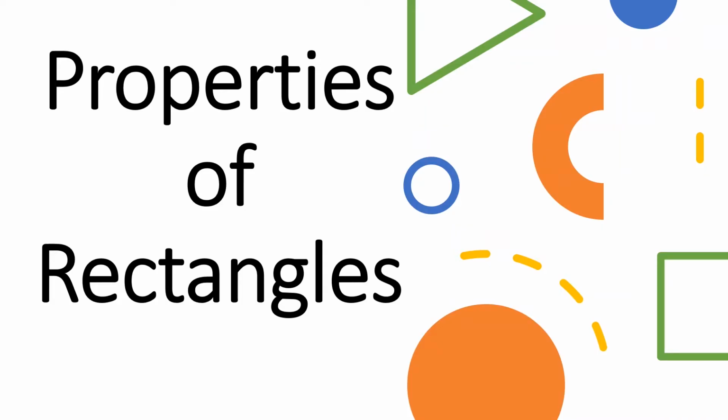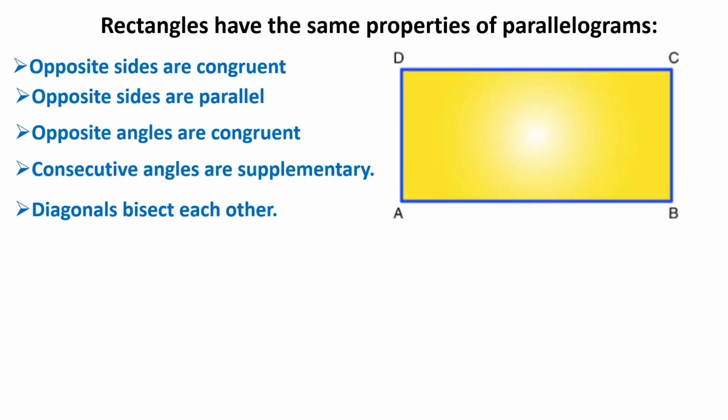In this lesson, we're looking at properties of rectangles. There are 5 examples, including 2 for you to try on your own. So let's go ahead and get into the lesson.